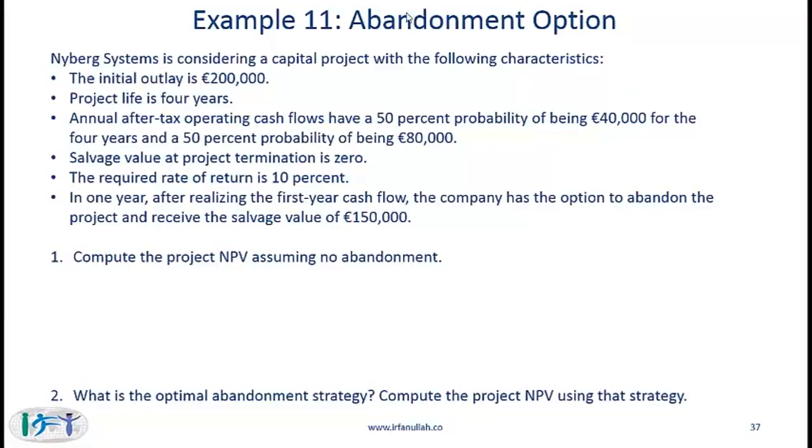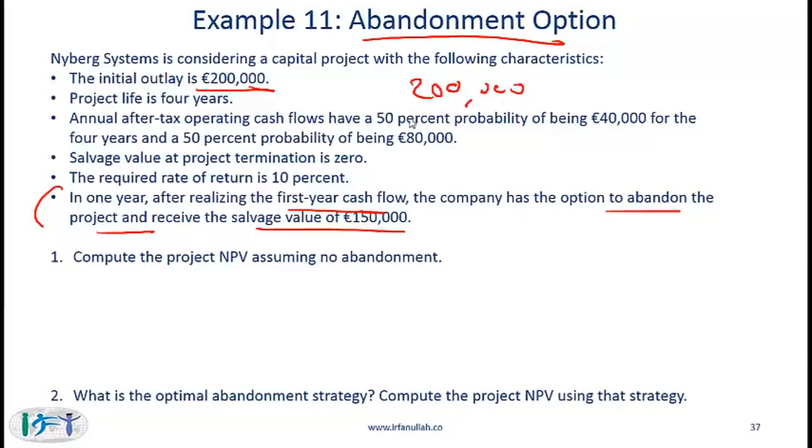Here is another scenario, which is an abandonment option. You are given some numbers, and then you are told that in 1 year, after realizing the first year cash flow, the company has the option to abandon the project and receive the salvage value of 150,000. Let us look at a few numbers in detail. This is your initial investment of 200,000. Then we are told that there are two scenarios. Either the project will give you 40,000 per year with a 0.5 probability, or the project will give you 80,000 per year with a 0.5 probability. When will you find out what's happening? You will find out at the end of year 1.